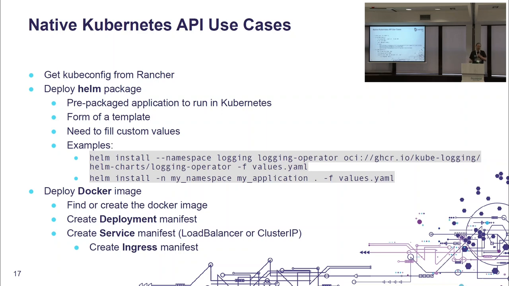For instance, you can fill in how many resources you need and so on, or a host name. And below are a few examples of how to install some package via Helm into your namespace, using values and so on. The second possibility is to deploy a Docker image, which is a commonly requested task.